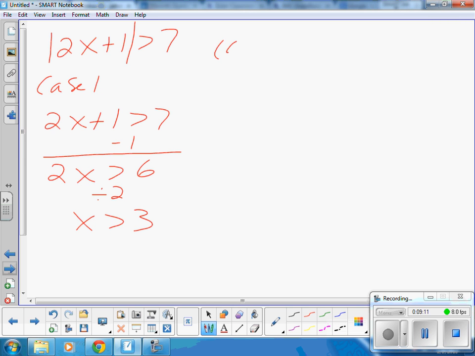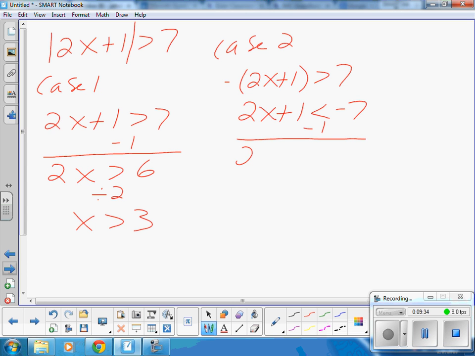Case 2, the inside of the absolute value part is negative. 2x plus 1 and greater than 7. Multiply both sides by a negative. We have 2x plus 1 is less than a negative 7. Subtract 1. 2x is less than a negative 8. Divide by 2. X is less than a negative 4. So x is going to be greater than 3.